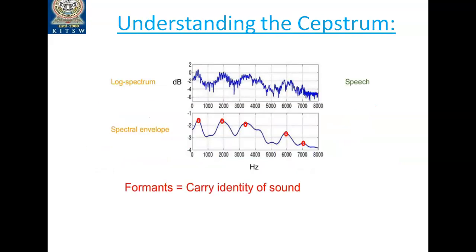Now, when you understand the spectrum, this is the logarithmic spectrum of the speech signal, and the spectral envelope is there. The peaks of the signal we are calling the formants. There are so many peaks. I will be having formant F1, formant F2, formant F3. These are nothing but what carries the identity of the sound, or we can also call them the resonant frequencies. Okay.